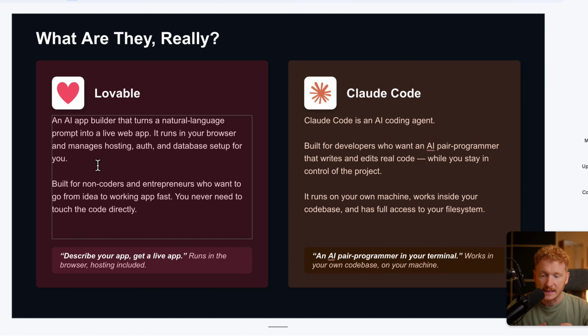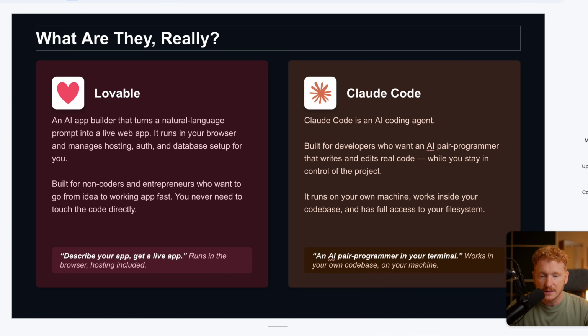So Lovable is an AI app builder that turns a natural language prompt into a live app, and it runs on your browser and manages hosting, authentication and the database setup for you. Built for non-coders, entrepreneurs who want to go from idea to working app fast, and you don't need to know how to code. And Claude Code, on the other hand, is an AI coding agent built by Anthropic, and it's made for developers who want an AI pair programmer that writes and edits code for them, and it runs on your own local machine and works inside your code base and has full access to your file system. So that is very different.